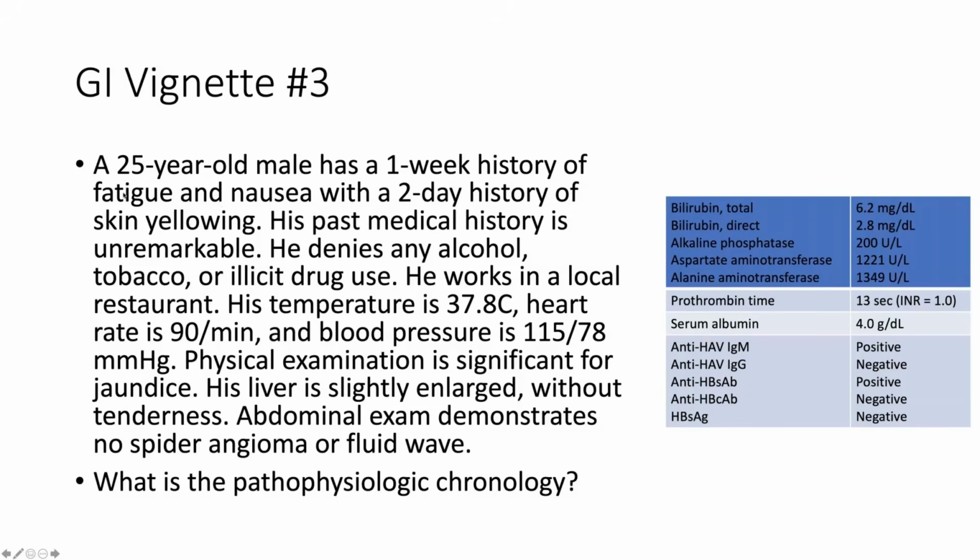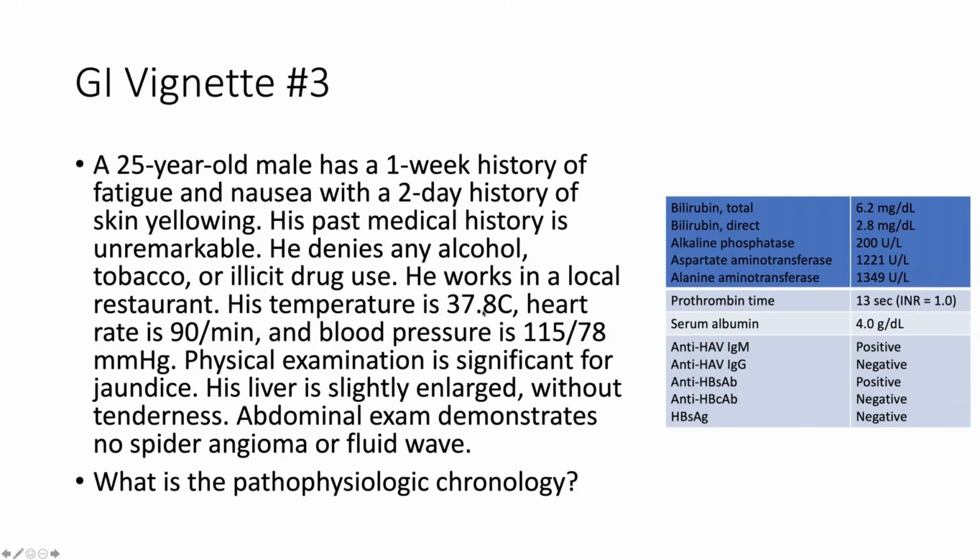So a week ago, he started having fatigue and nausea. So vague symptom, although probably more GI. And now you've got some skin yellowing. So you're thinking already GI, either obstruction or inflammation. His past medical history is unremarkable. So healthy guy, no bad habit. He works in a restaurant. So could be nothing, but exposed to foodborne pathogens potentially.